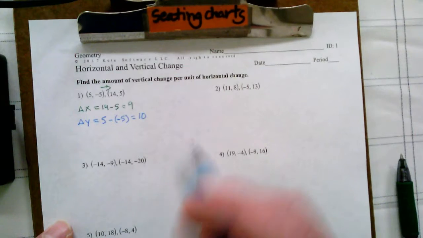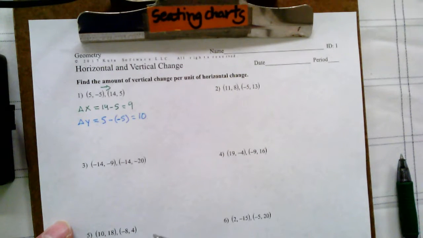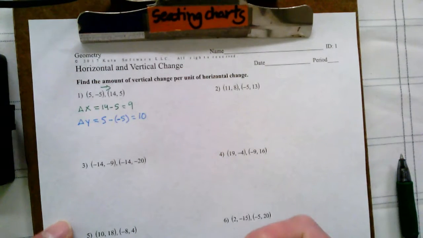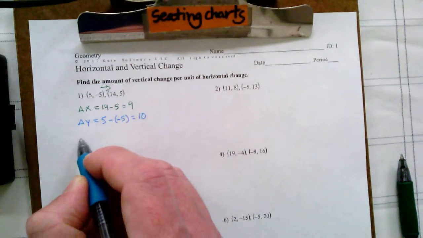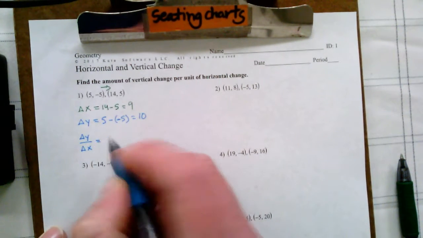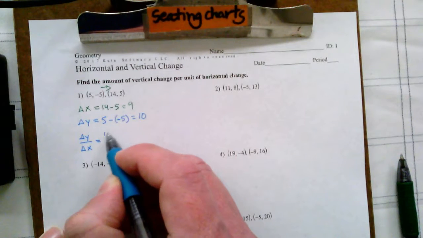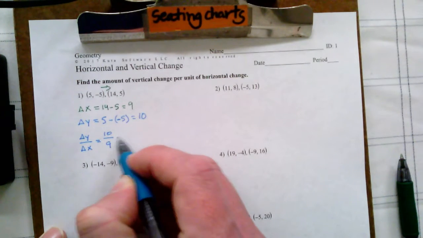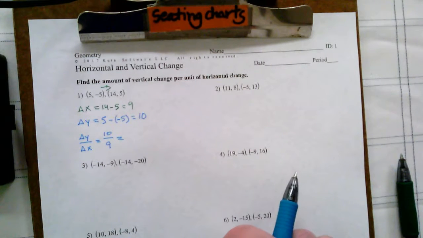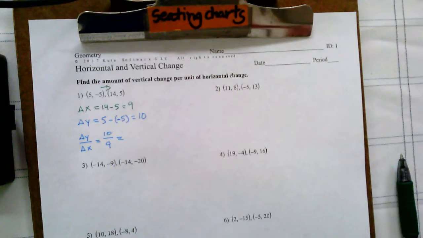And to calculate the vertical change per unit of horizontal change, we just divide delta y divided by delta x. So we have 10 divided by 9, which we could turn into a decimal, but we don't really need to. Let's do one more.